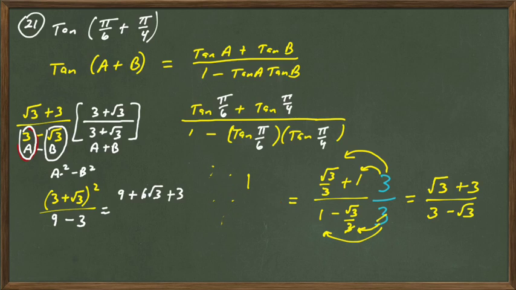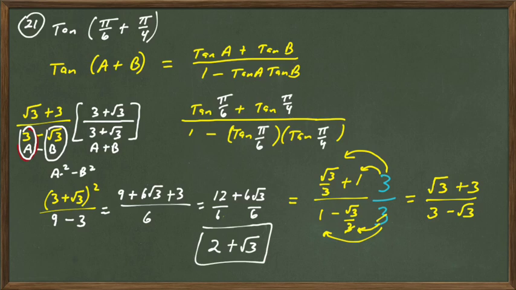It'd be over 6, but let's clean the top up first. I'll put it over 6. 3 plus 9 is 12 plus 6 radical 3. They're both divided by 6. So I think you'd have 2 plus radical 3. Let me check the answer.